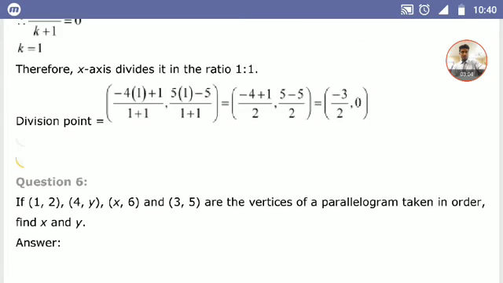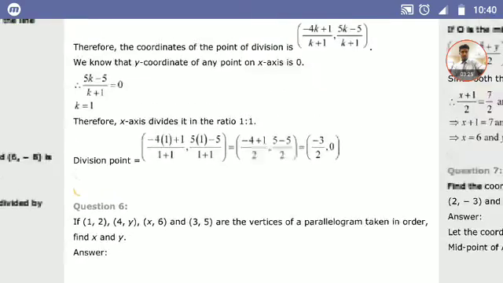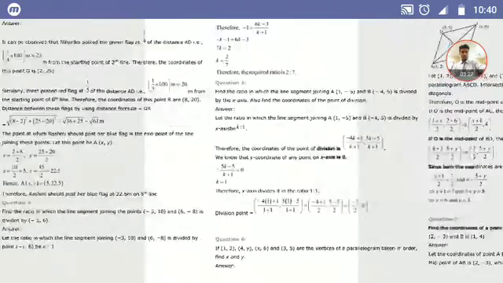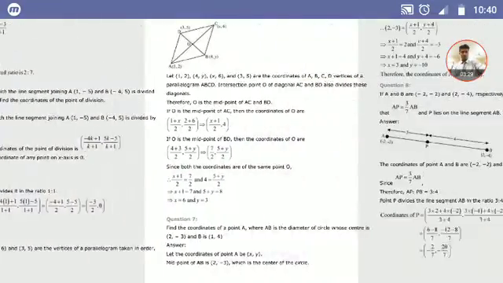Okay, now question number 6. Now vertices of a parallelogram. As we have done in the first exercise, a parallelogram is a rectangle only when the diagonals are equal. And if the diagonals aren't equal, then it's not a rectangle, it's a parallelogram. So they have given you the coordinates. Okay, you have to find the values for x and y.